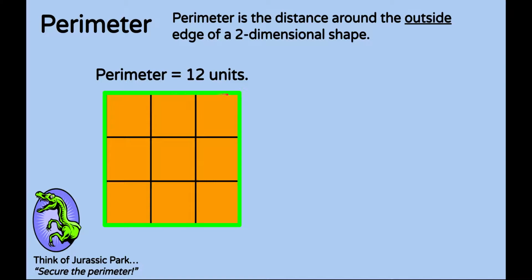1, 2, 3, 4, 5, 6, 7, 8, 9, 10, 11, 12. The perimeter of this shape is 12 units. Units is just another way to say I don't know what these are. I don't know if they're feet or if they're centimeters, so we use this generic term. But if I were going to go to the store and buy fence to go around my park here, so I could secure the perimeter, I would need 12 units of fencing.